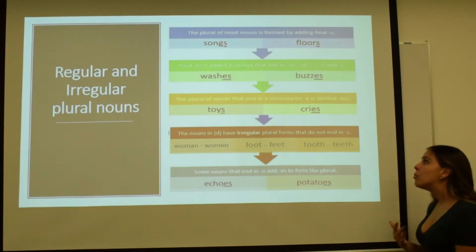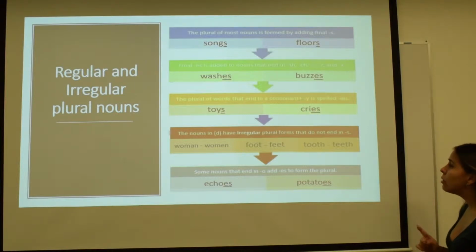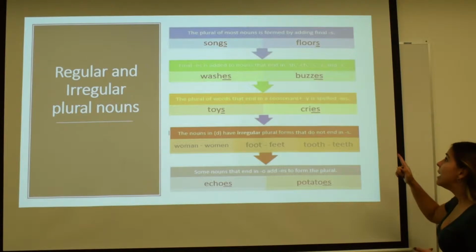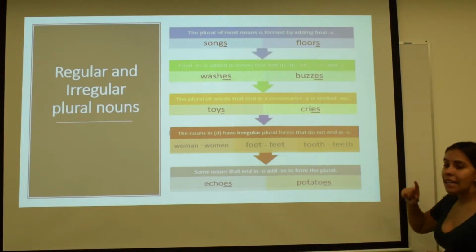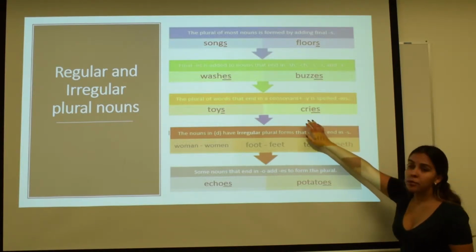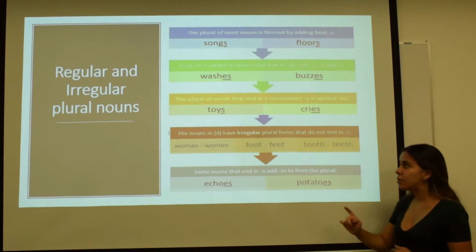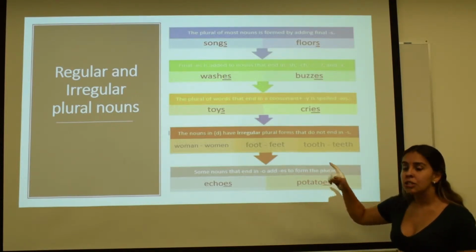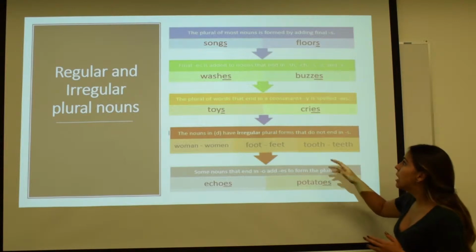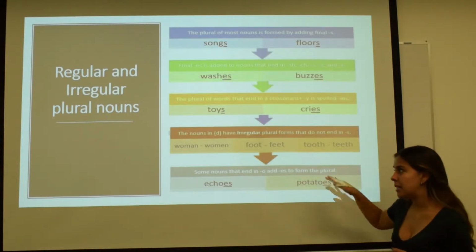For example, watch goes with watches. Bus goes with buses. The plural of words that end in a consonant plus y is spelled ies. For example, cry goes with cries. There are some exceptions, for example, toys. Toys, we cannot change it by adding ies. It's just with an s at the end.